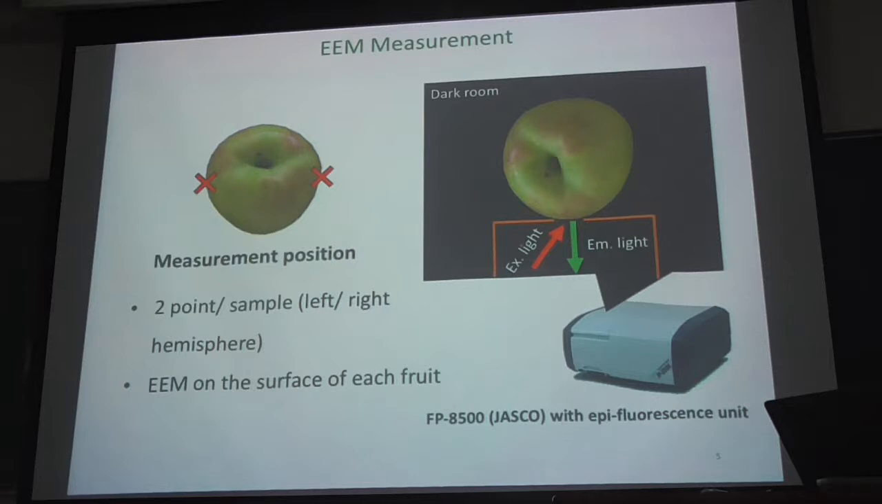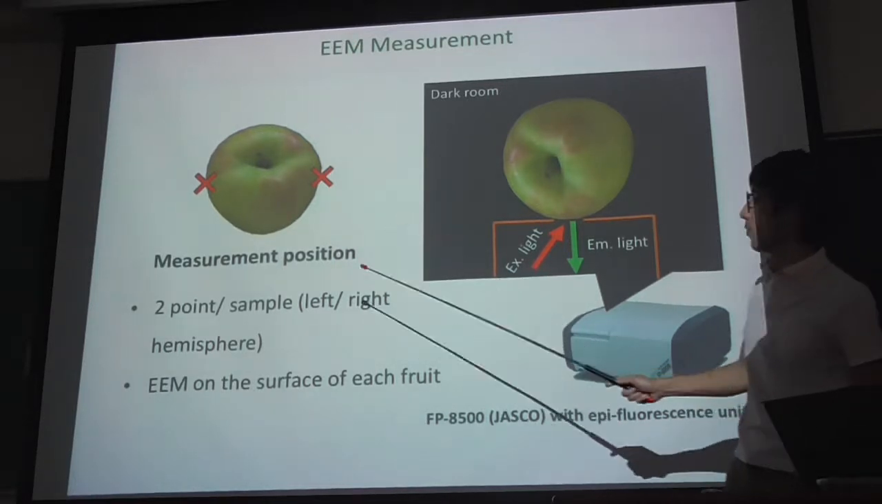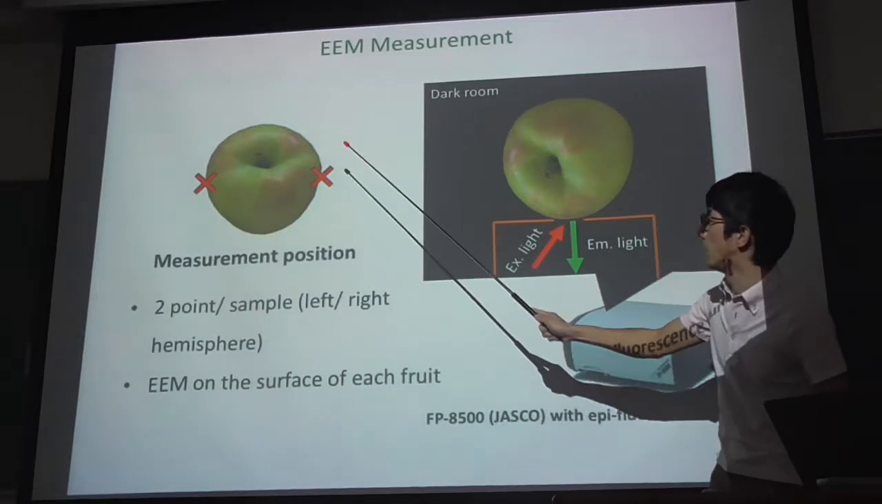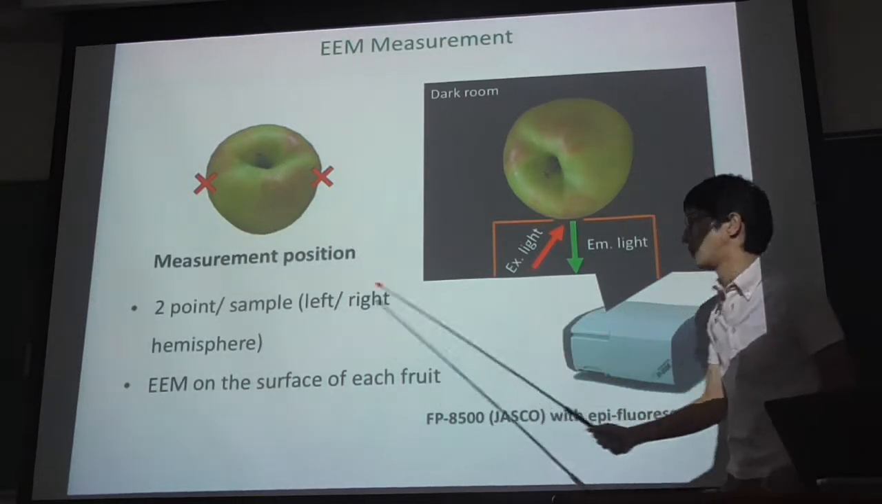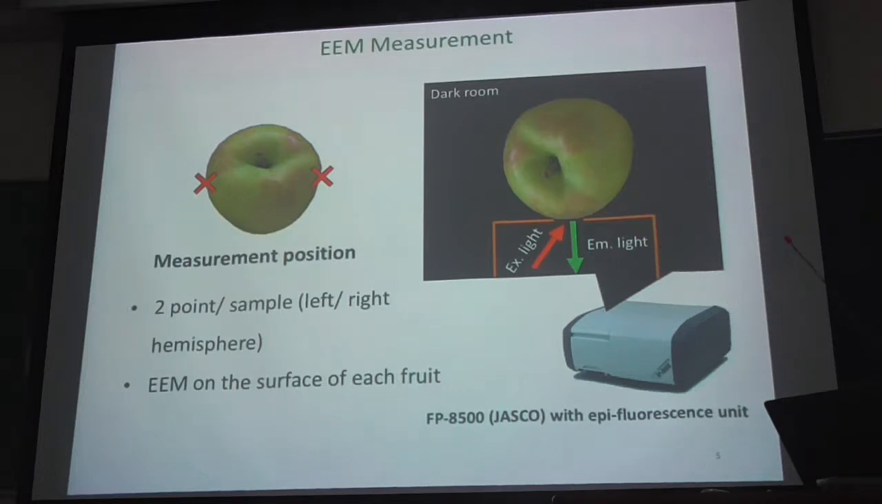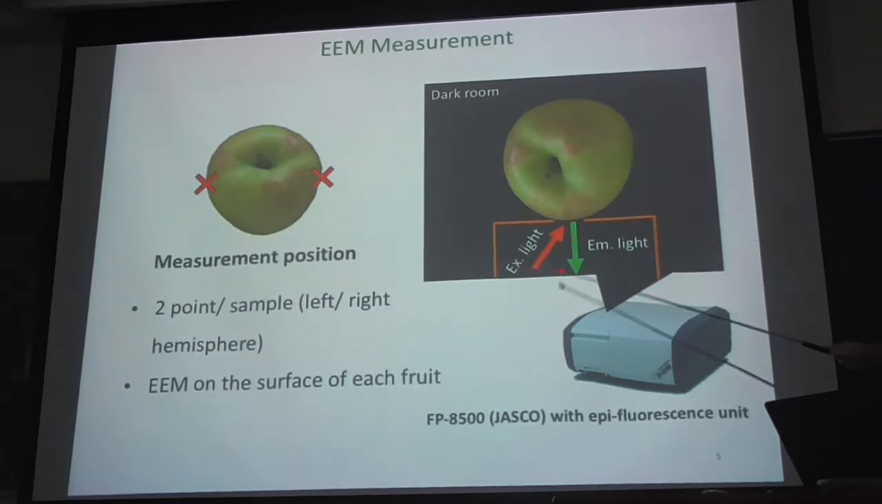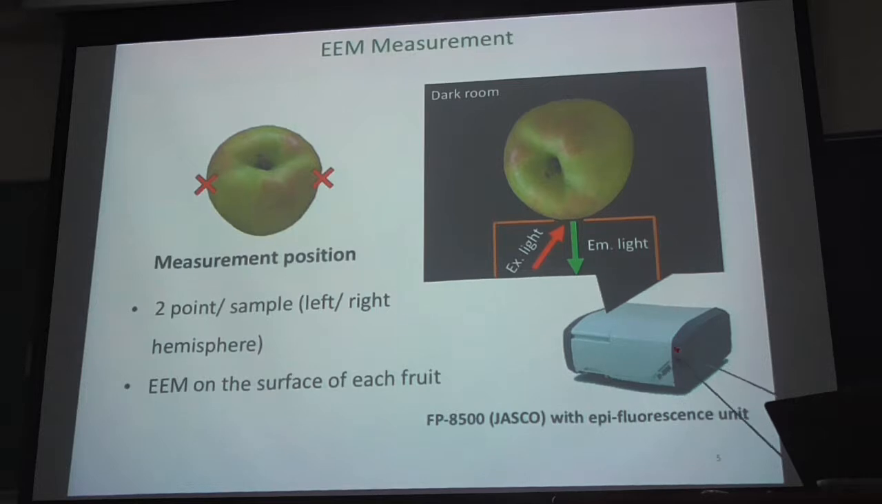And this is how we measure EEM. We measure the EEM on the skin of the apple at this point and this point, so the left and right hemispheres. And we use the FP-8500 from JASCO with an EEM fluorescence unit. So we place the fruit on top of the fluorescence unit, the surface is shined with the excitation light, and the fluorescence is measured with this machine.